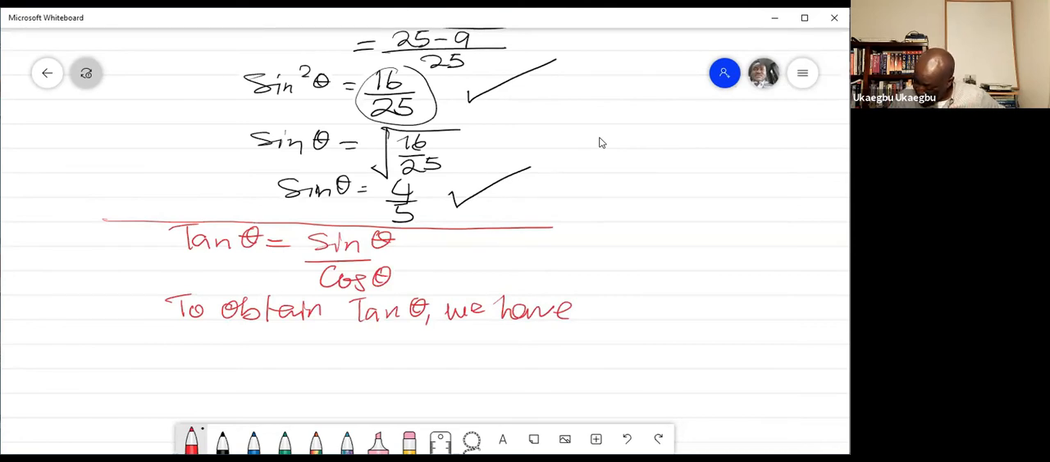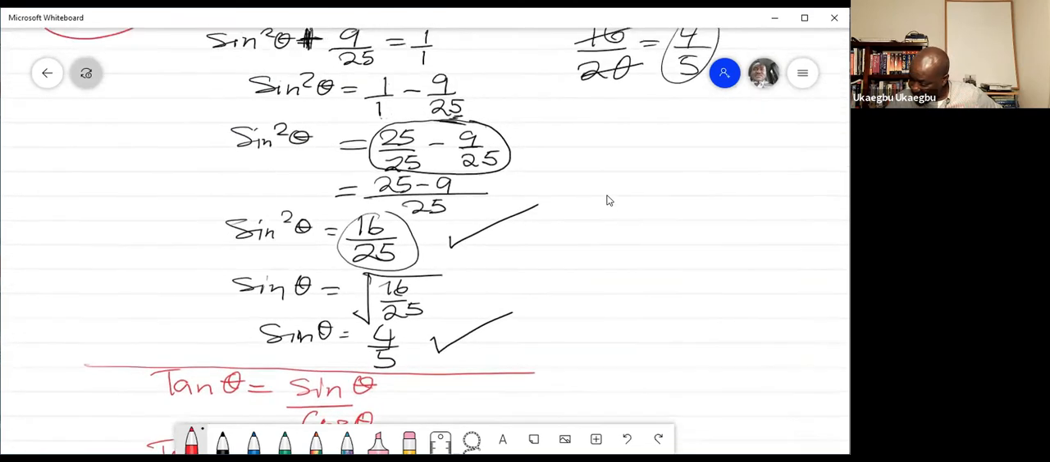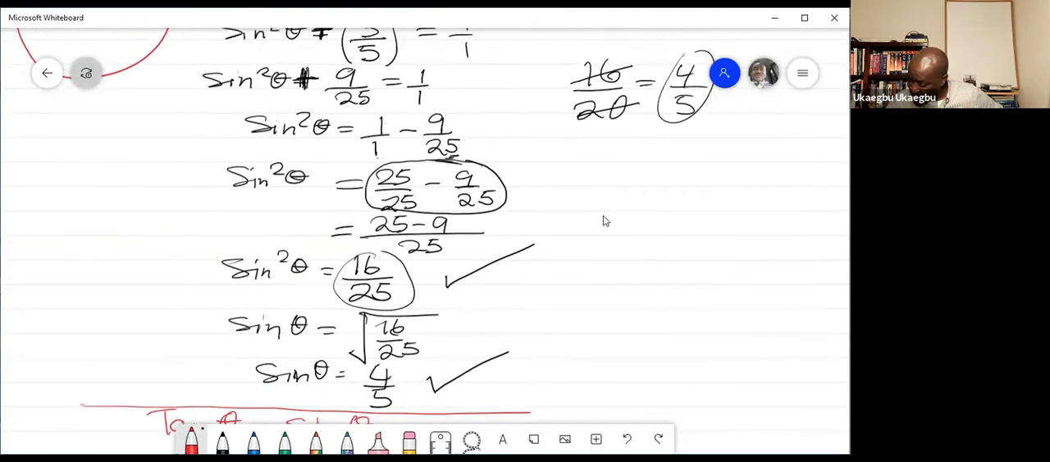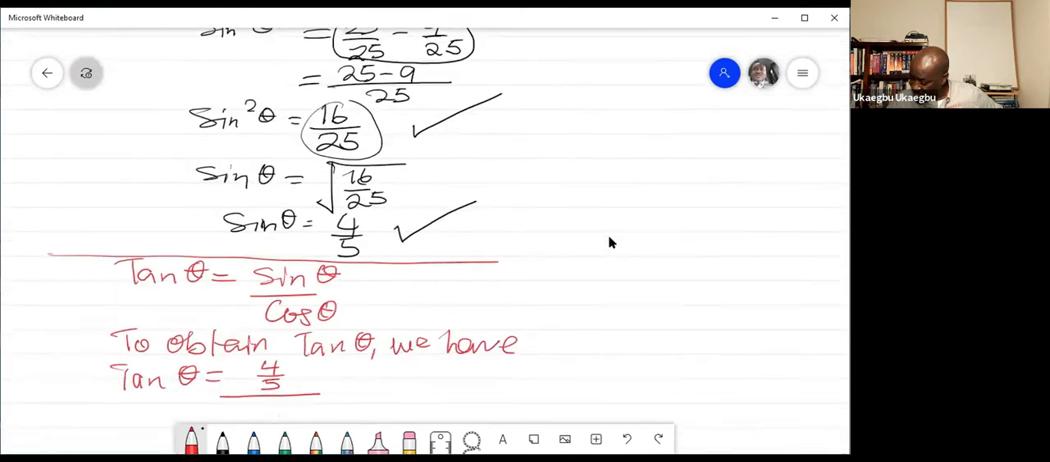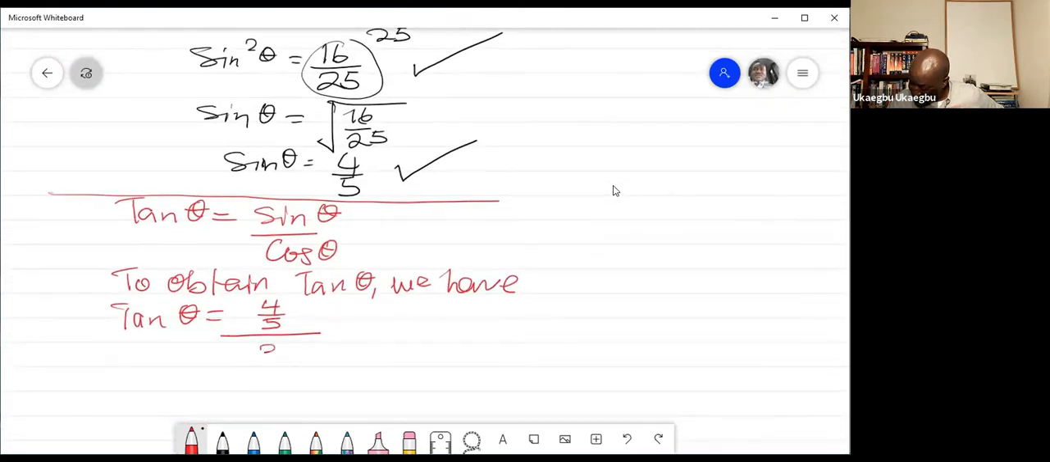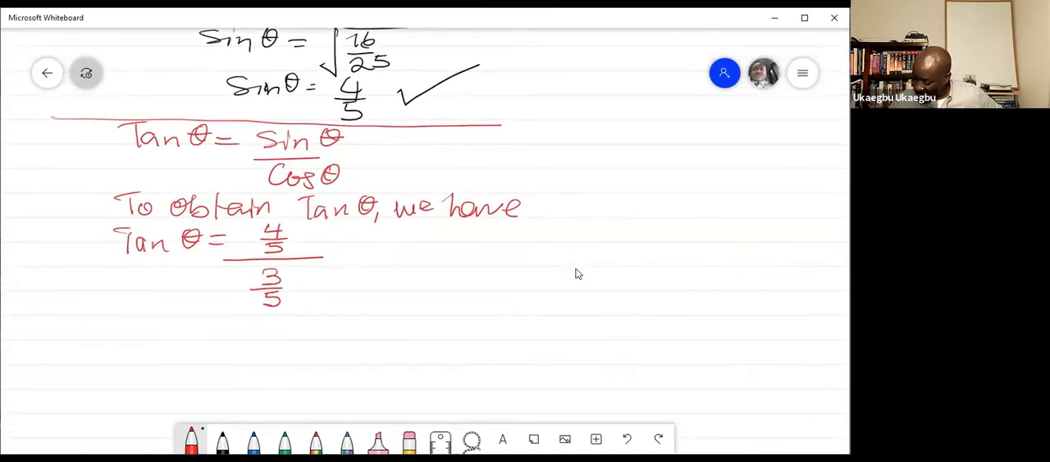So we have tangent of theta is equal to sine theta, which is 4/5, divided by cos theta, which is already given to us. What was it again? 3/5. Cos theta is 3/5. So if we solve this, we are going to have 4/5 divided by 3/5. That's tangent of theta.